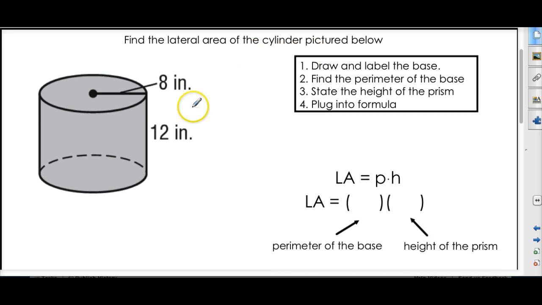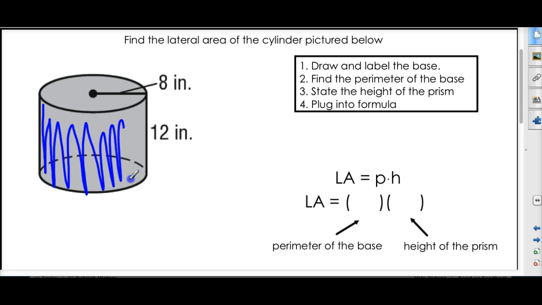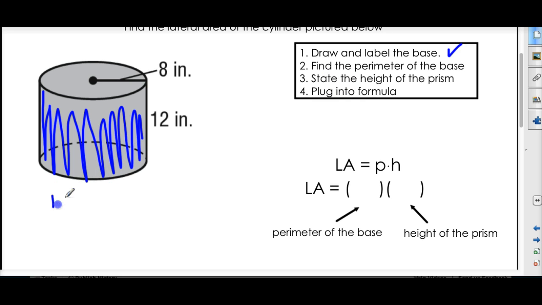So to find the lateral area here, remember that's just the area of the sides. On the side, no bases. First thing we're going to do is draw and label the base. This is just a good habit. So the base, this guy looks like a circle, huh? Well, let's see. It goes a circle all the way around. So yeah, that's a circle, and we see that the radius is 8.